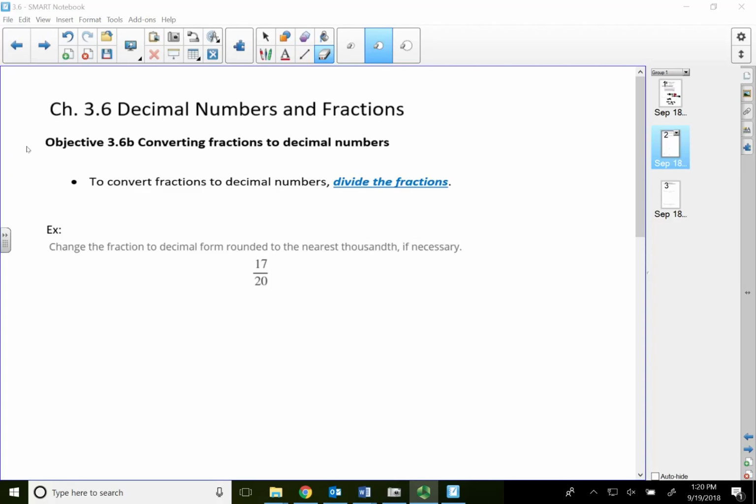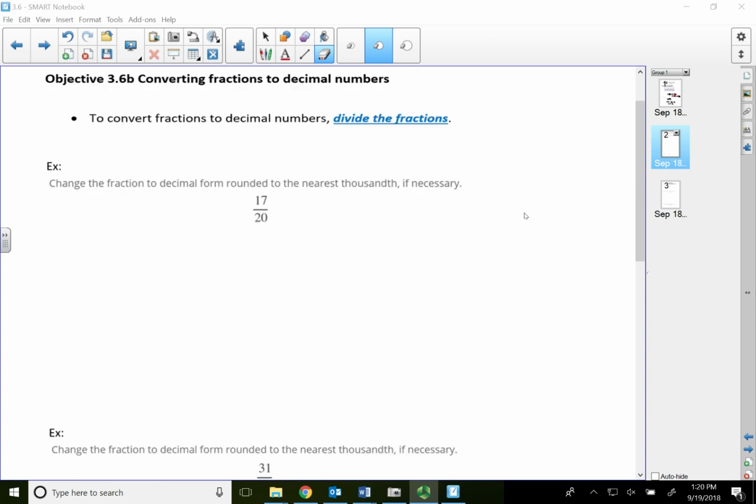Alright, welcome back to Module 3.6. In this video, let's take a look at how we're going to convert fractions into decimals. Every fraction can become a decimal. And the way we convert is simply divide the fractions. So for every proper fraction we have, we can convert them into decimals simply by dividing.